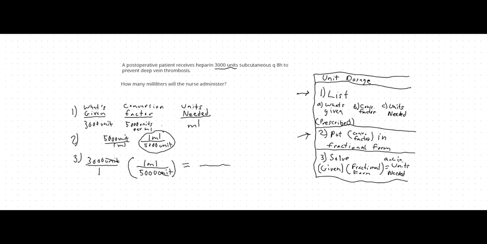Here it's pretty straightforward. We simply multiply across the top: 3,000 times 1 milliliter gives us 3,000 milliliters. And 1 times 5,000 is just 5,000. Now we do this on our calculator and we get 0.6. So 3,000 divided by 5,000 gives us 0.6, with the units of milliliters. And this is the answer you will see on the multiple choice option of your question.